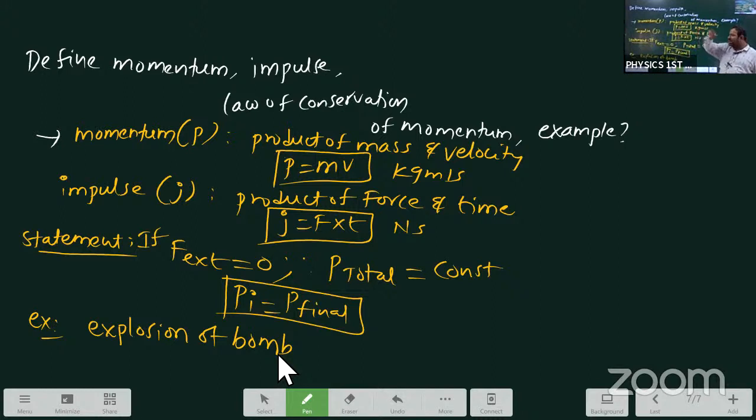In this one, student, very short way: momentum P, product of mass and velocity. For this step, you can get 4 marks question, 4 points of evaluation scheme. Next, product of force and time, over. Statement of law of conservation of momentum: in the absence of external force, total momentum of interacting particles remains constant. Momentum initial, momentum final, both are same. Last, explosion of bomb. This is the short way to define momentum, impulse, law of conservation of momentum, and examples.